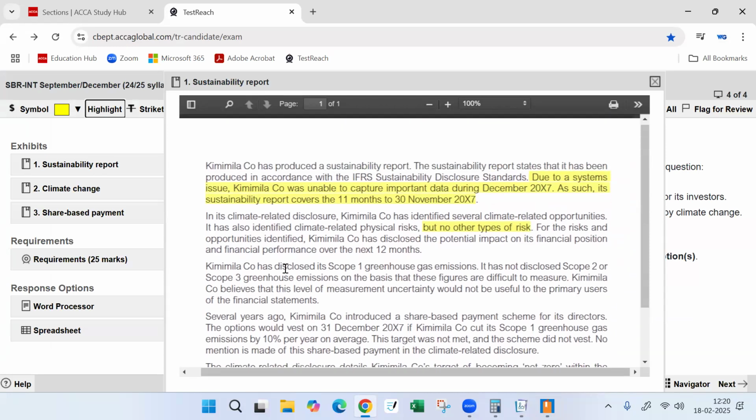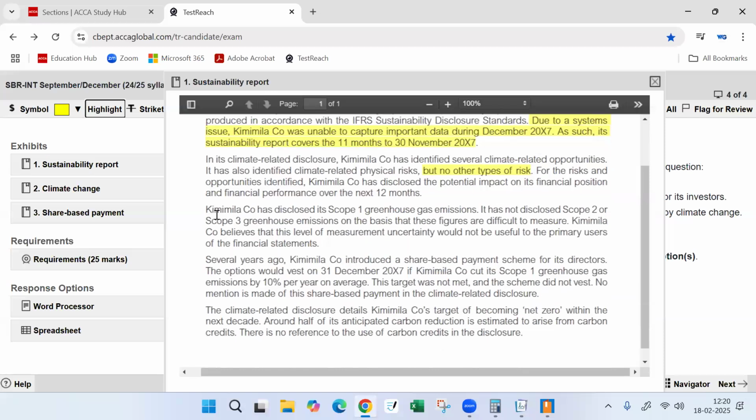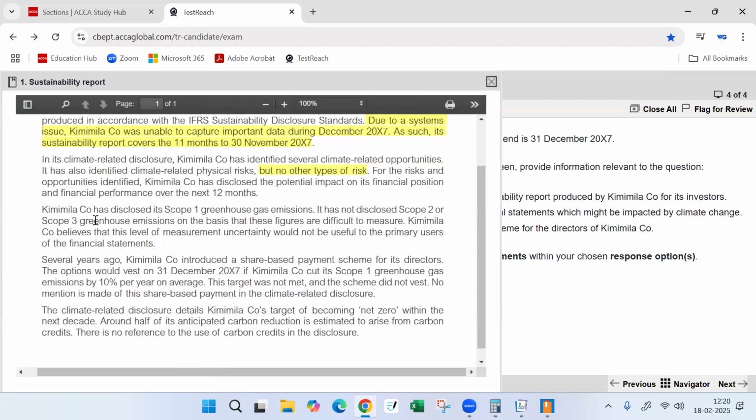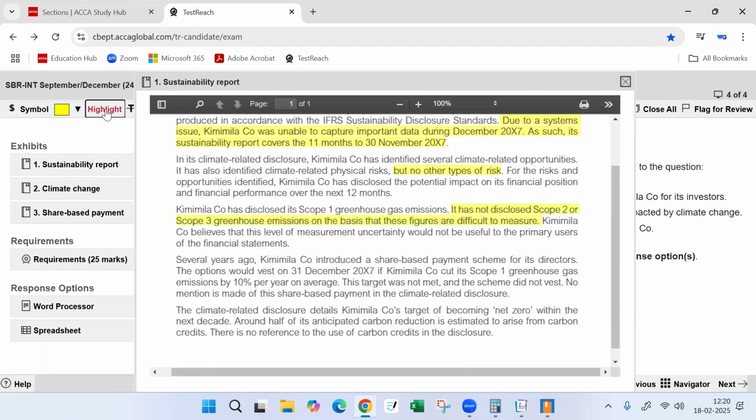Now, what is this type of entity? What type of entity is it? Let's look into that. Okay. If you read here, Kimimila has disclosed scope 1 greenhouse emissions. It does not disclose the scope 2 and scope 3 greenhouse emissions on the basis that these figures are likely to be difficult to measure. So there is something that in relation to this we have to identify.